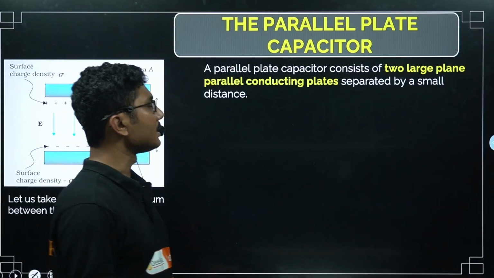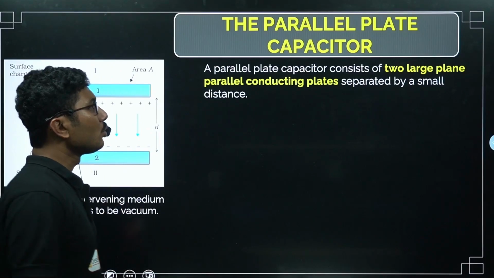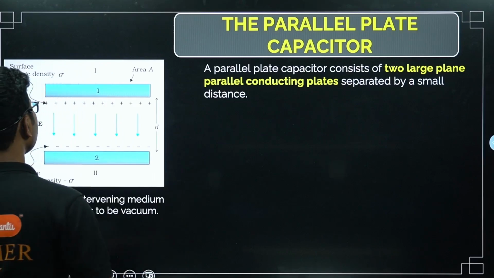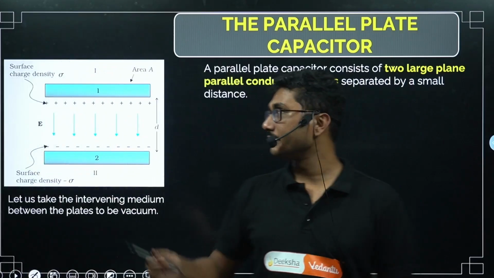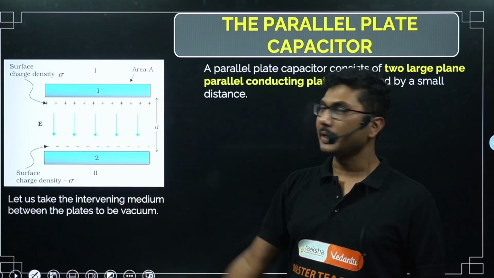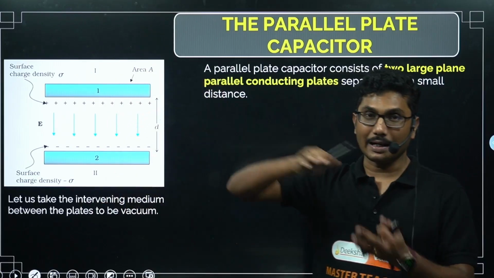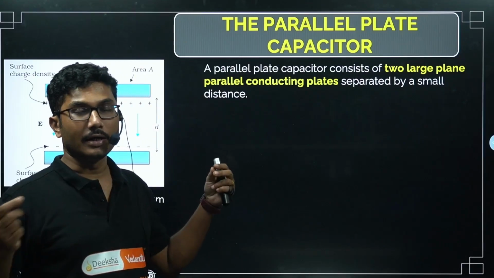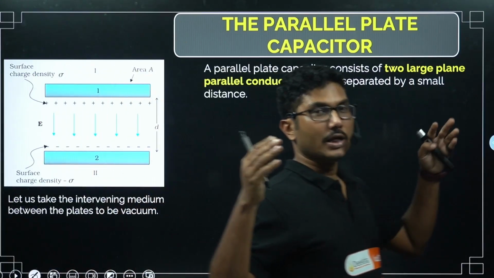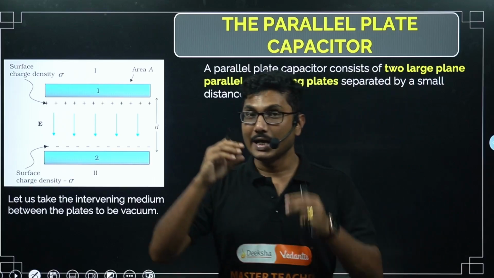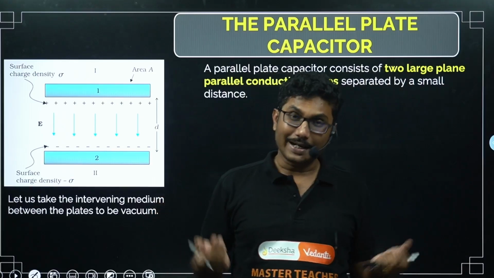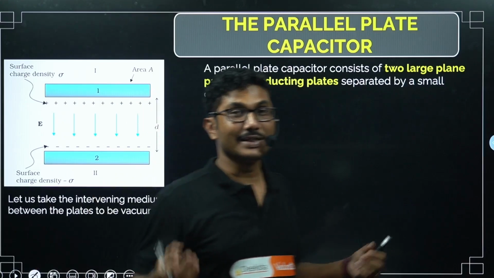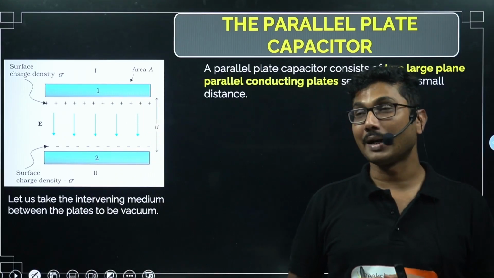A parallel plate capacitor consists of, as the name suggests, two large plane parallel conducting plates separated by a small distance. So the distance between the plates is very small, but they are separated and also parallel to each other. In most cases it is very difficult to make very large plates, right? You have seen capacitor images, they are circular, but actually they are parallel plate capacitors. Now if you say, sir, I have seen circular capacitors, how can you say they are parallel plate capacitors?